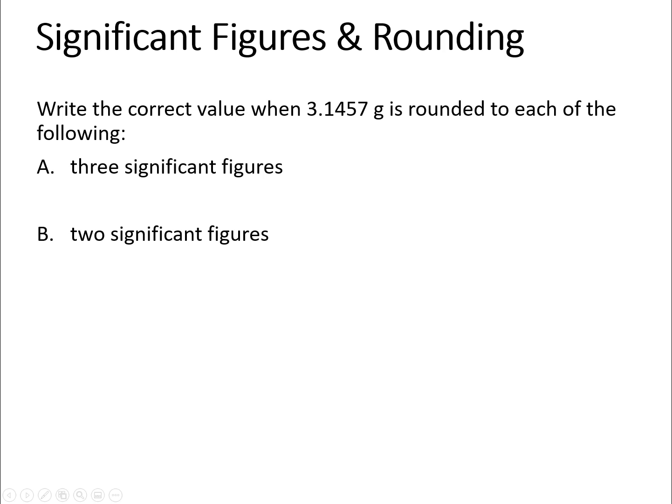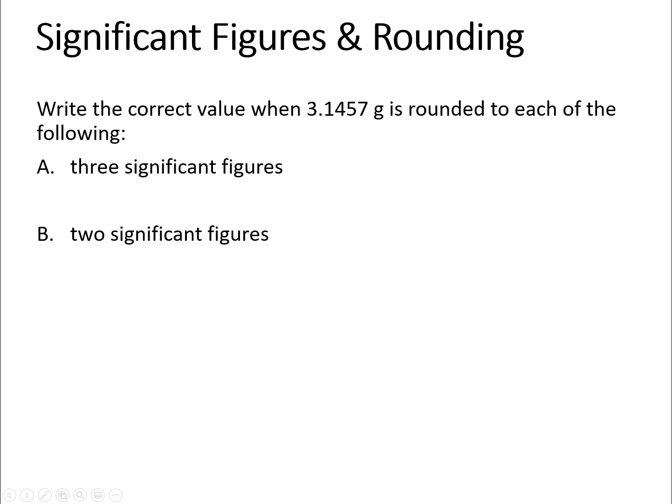Now I want you to do this problem. Round that number 3.1457 grams to 3 significant figures and then 2 significant figures. We're going to do another one of these after this that will test the placeholder zeros. So this one will get you warmed up, and then we'll do another. Let me know if you have questions. I'll give you 1 minute to do these.